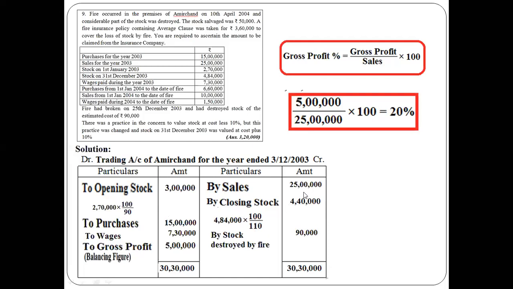We found out the opening stock and closing stock. Besides that, one more item is the fire that broke out, which appears in the trading account also. In the information pertaining to last year, 25 December 2003, material amounting to 90,000 has been destroyed. That is a new item that is considered on the credit side of the trading account, right? These are the new items. Then the rest of the things are as usual.